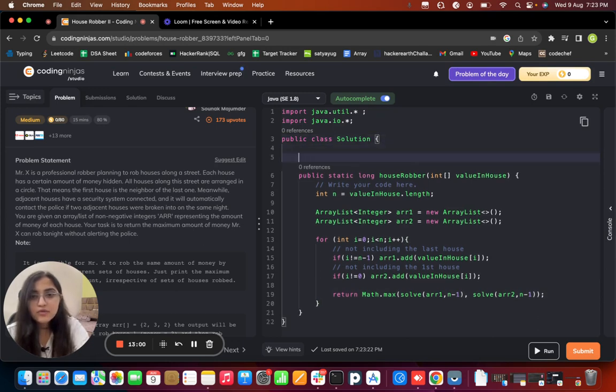Now let's start with the solve function. In the solve function it's very much clear that we are going to use two conditions. The first condition is that we include that particular house. In that case we'll increment the index by 2, and in the other case we'll increment the house index by 1. Got it?